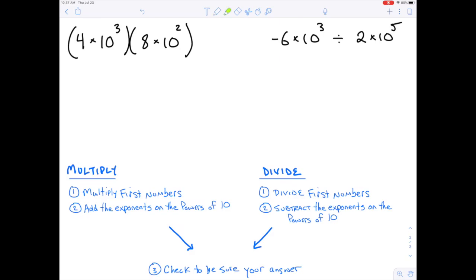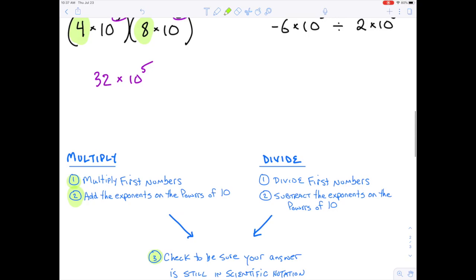Step number 1, multiply the first numbers. So 4 times 8, 32. Step number 2, add the exponents because that's the rule for multiplication. So 10 to the third and 10 to the second, 3 plus 2 is 5. And step number 3, check to make sure your answer is in scientific notation.